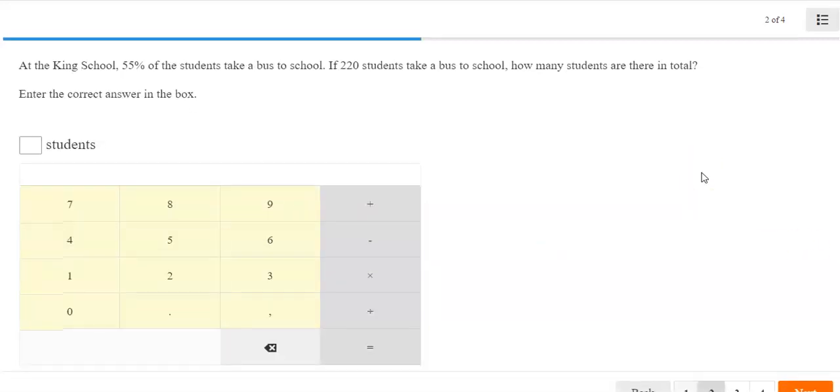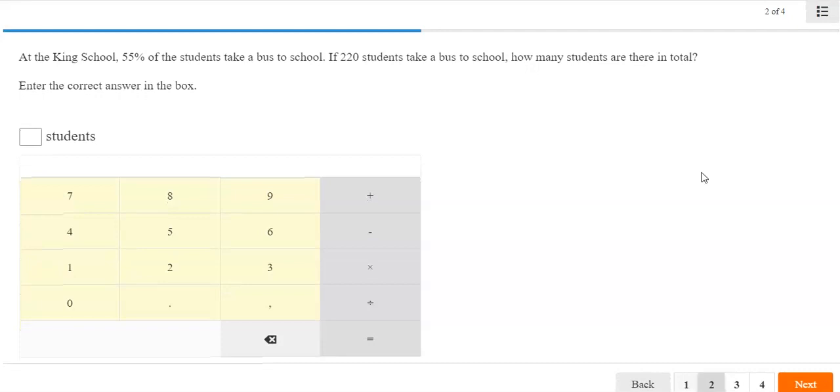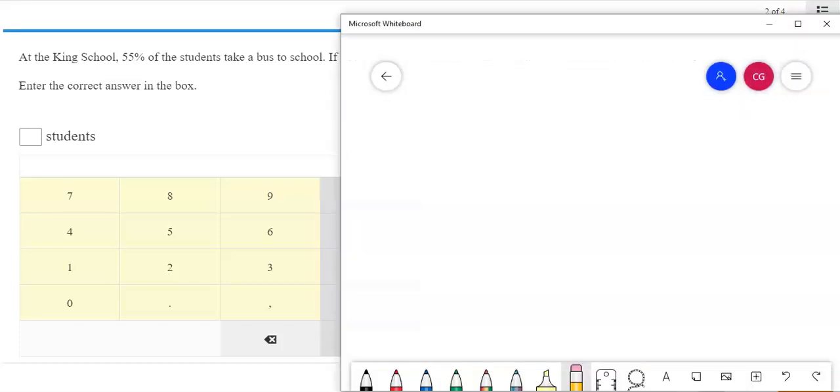At the King School, 55% of the students take a bus to school. If 220 students take a bus to school, how many students are there total? Let me pull up our work page. So 55% would be 55 over 100.